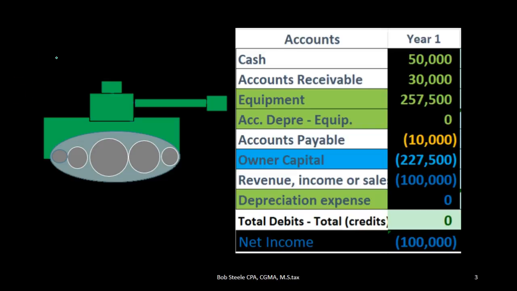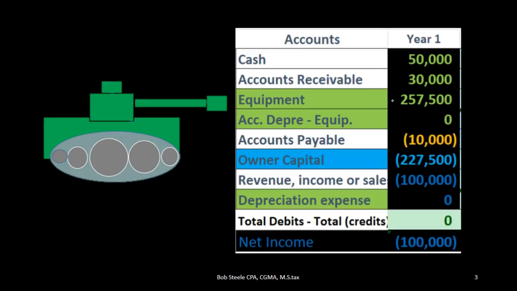Our example here, we have property, plant, and equipment, in this case being a tank, which is going to help us to generate revenue in the future in some way. That's why it's going to be going on the books for property, plant, and equipment. It's going to be something we're going to use to help us generate revenue in the future. Therefore, we're going to say that we put it on the books at cost of $257,500.